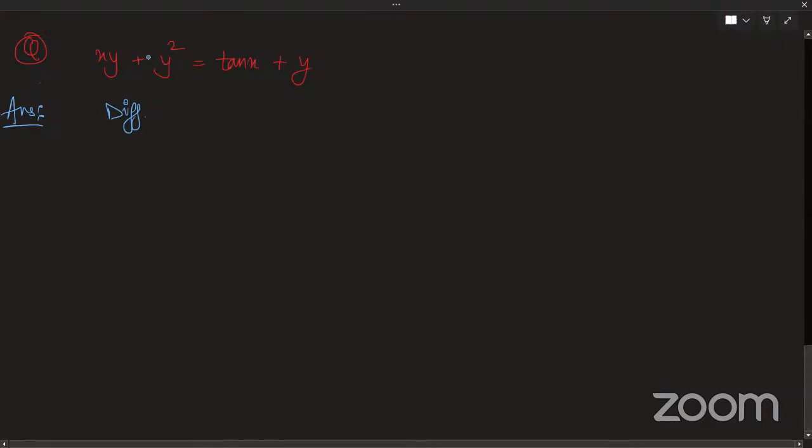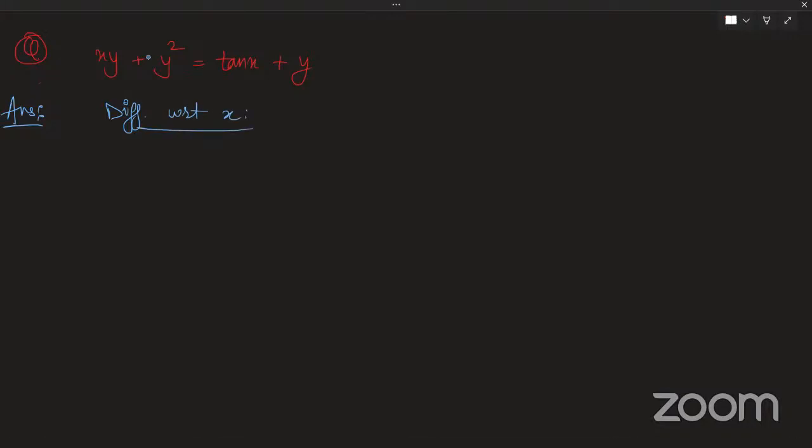First of all, you will check if there is a way to separate out y and x. But there is no possibility because you have got y square and then tan x. So that's not possible. So differentiate with respect to x directly. Let's do the right hand side. It looks easier. Can you tell me what will be the derivative of the right hand side if we differentiate it with respect to x?